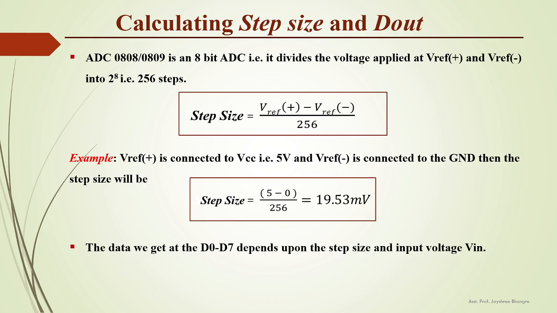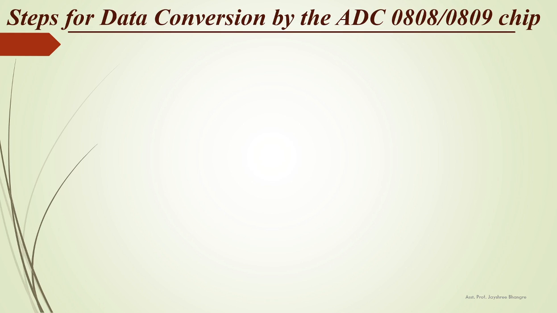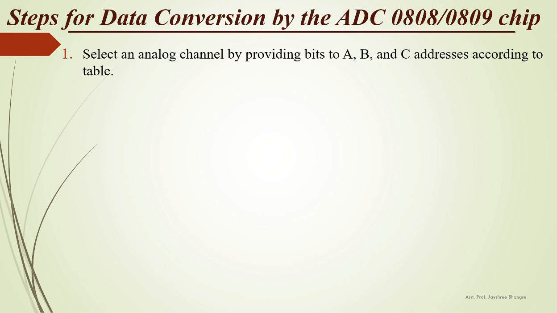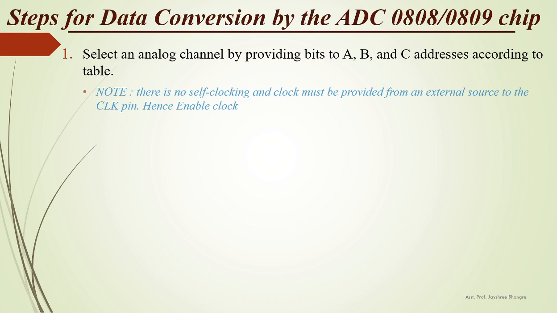And the data out, or D out, can be calculated as V in upon step size. So here the steps for data conversion by the ADC 0808 or 0809 chip are given. First, we have to select an analog channel by providing bits to the A, B and C addresses according to the table. There is no self-clocking and the clock must be provided from an external source to the clock pin, hence enable the clock.